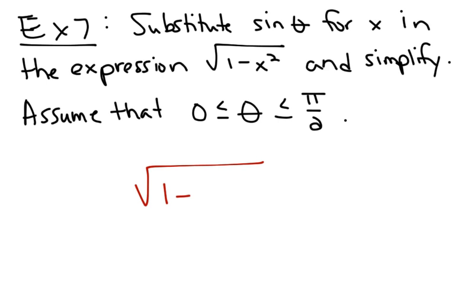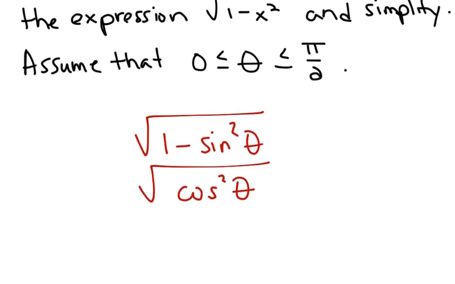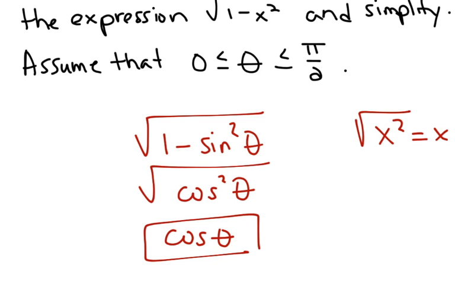Well, that just says if sine of theta is x, then under the radical it's going to become 1 minus sine squared theta, whichever variable I'm using. 1 minus sine squared, we just saw that. That's cosine squared theta. And, well, we know how to take the square root of x squared, it's x. So the square root of cosine squared theta must be cosine theta. And it's true because cosine theta is greater than or equal to 0 for the values of theta in question.